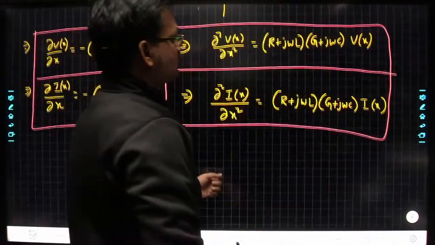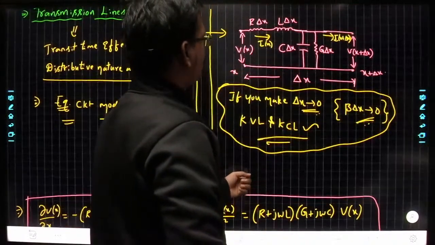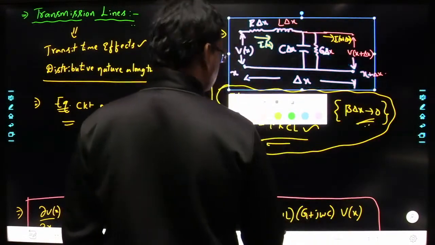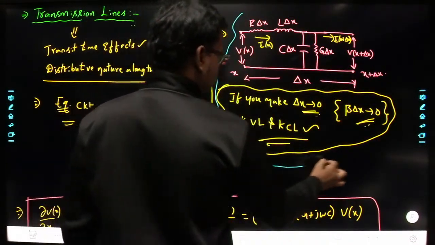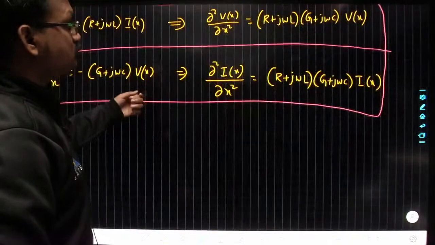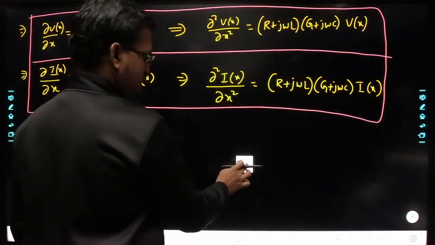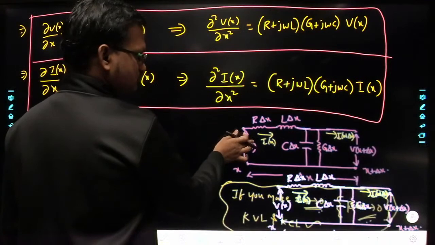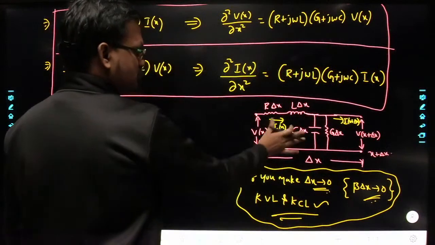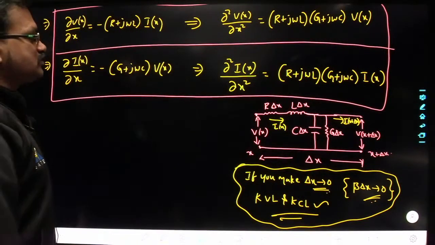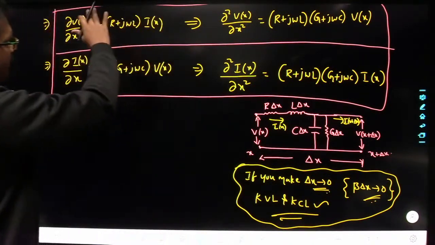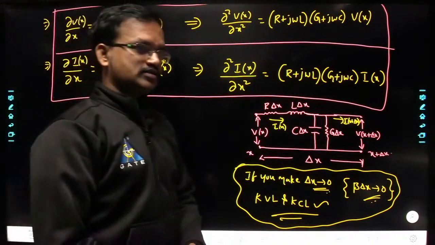Now see here. This is the equivalent circuit model we got. With the help of this equivalent circuit model, by applying KVL and KCL, by assuming delta X tends to 0, we have derived all these expressions. We have derived all these equations, right?